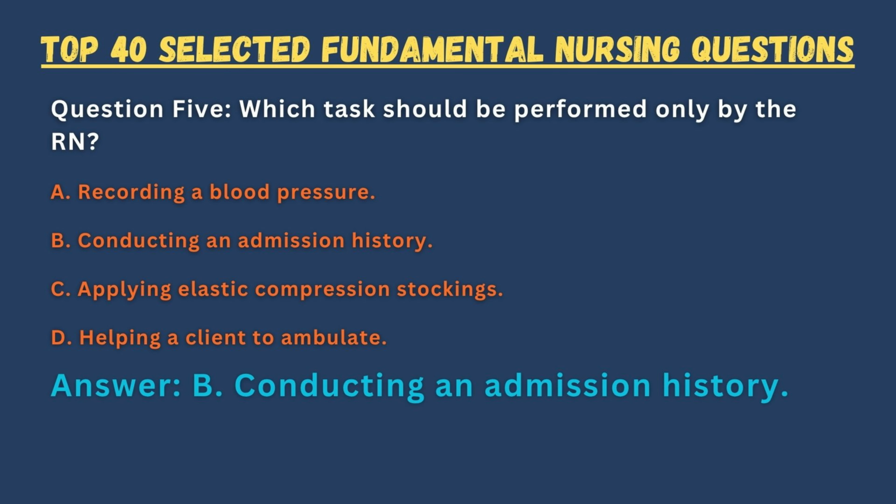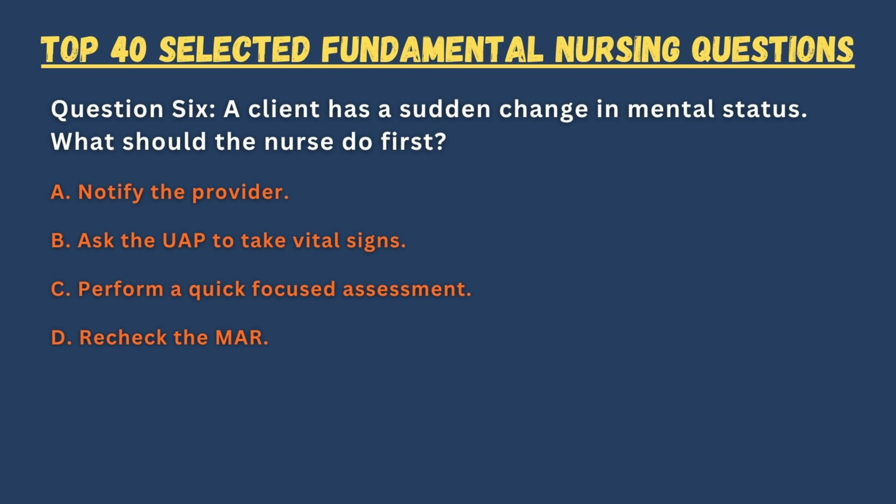Answer. B. Conducting an admission history. Question 6. A client has a sudden change in mental status. What should the nurse do first? A. Notify the provider. B. Ask the UAP to take vital signs. C. Perform a quick focused assessment. D. Recheck the MARCH.